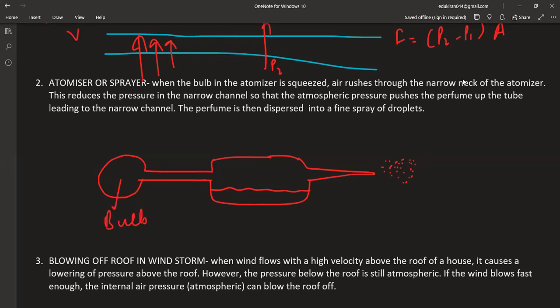Air rushes through the narrow neck of the atomizer. This reduces the pressure in the narrow channel so that the atmospheric pressure pushes the perfume up the tube leading to the narrow channel. The perfume is then dispersed into a fine spray of droplets.